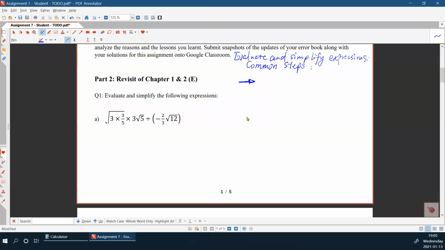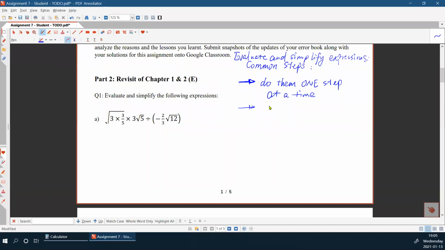Okay, just do them one step at a time, okay? I'll write it here. Do them one step at a time. Okay, this can make you make fewer mistakes.